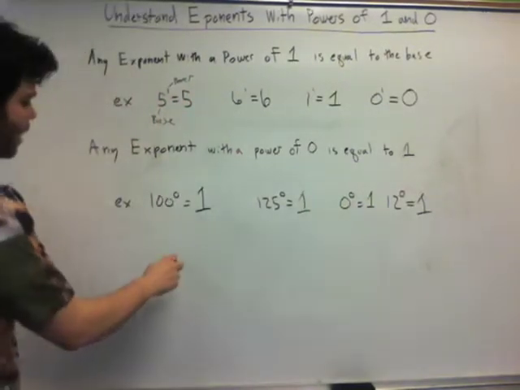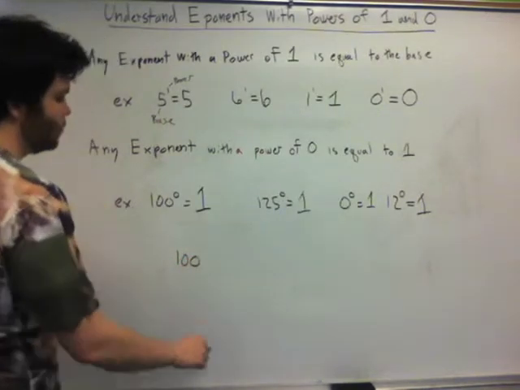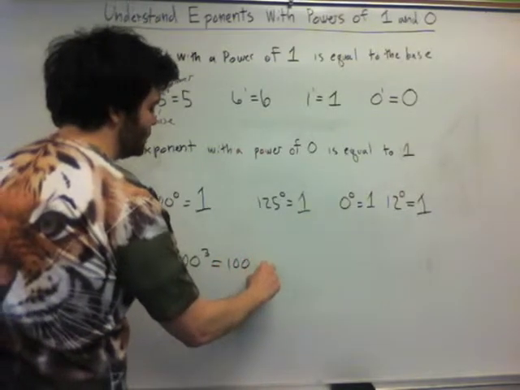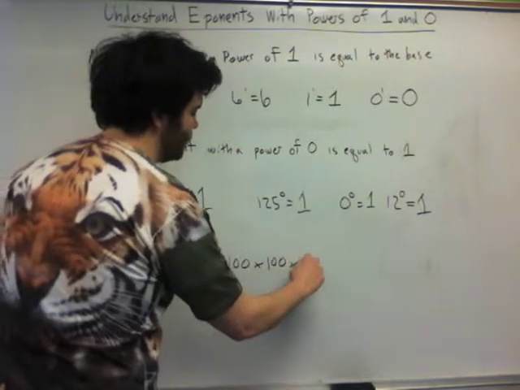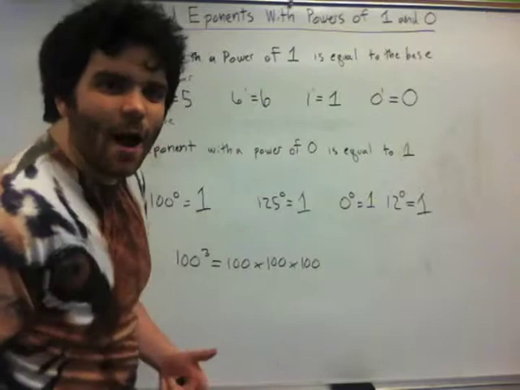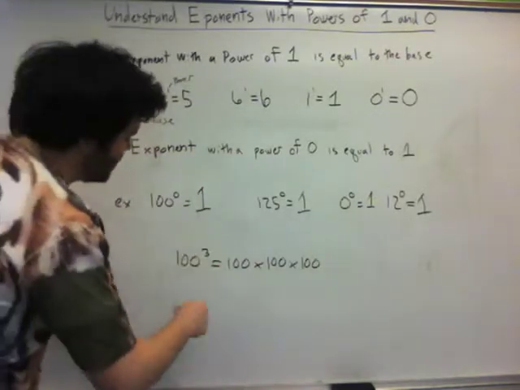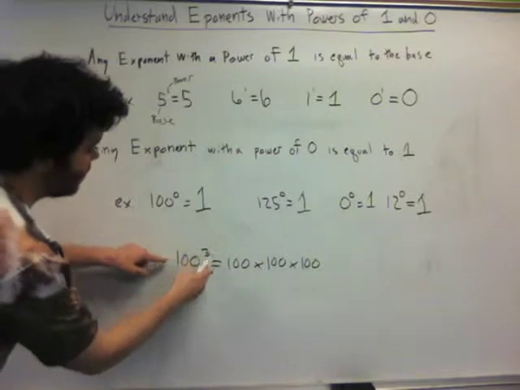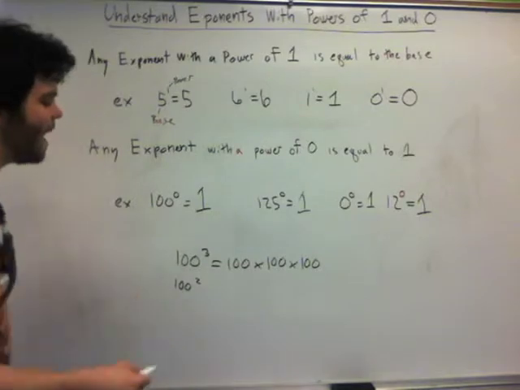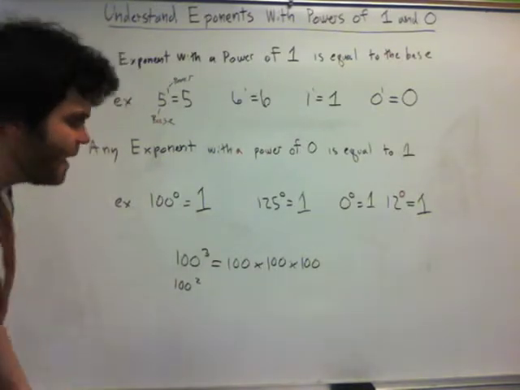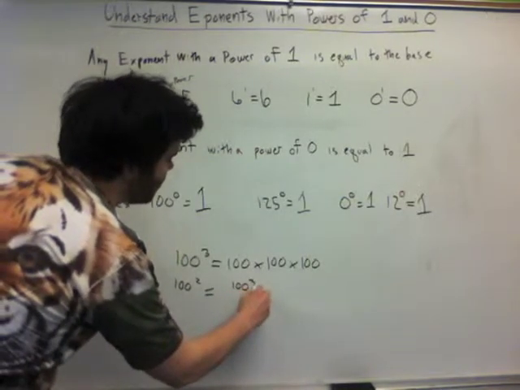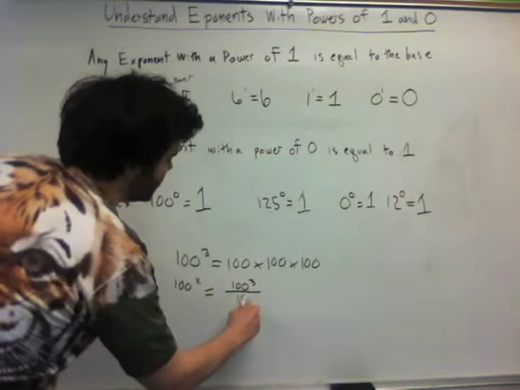Well, let's think about it. Let's look at 100 to the 3rd. Right? That would be equal to 100 times 100 times 100. Okay, well, we calculate that out, but that's not really what I'm interested in. I'm interested in saying, okay, well, what is the relationship between 100 to the third and 100 squared? And what you find is that 100 squared is actually equal to 100 to the third divided by 100.